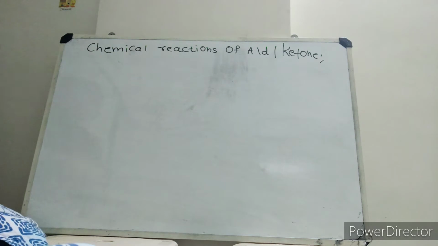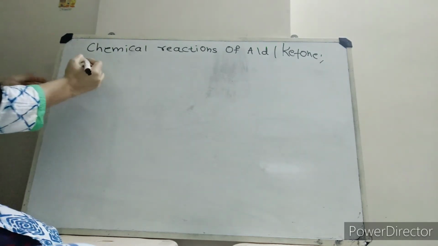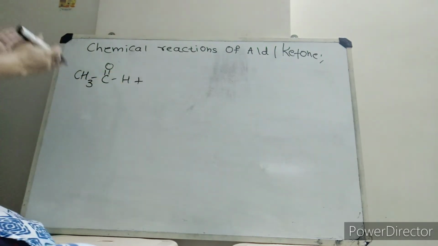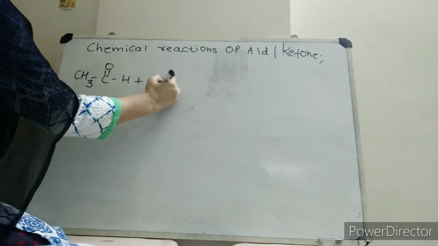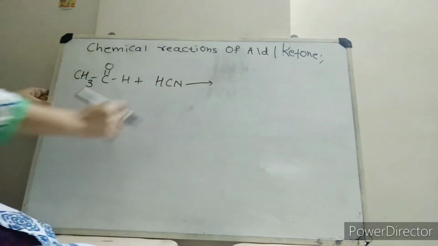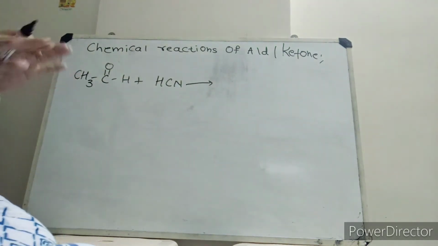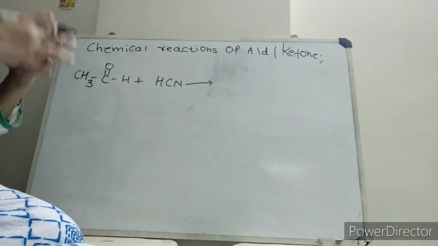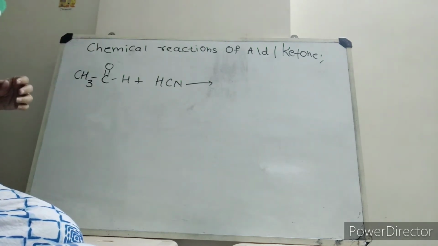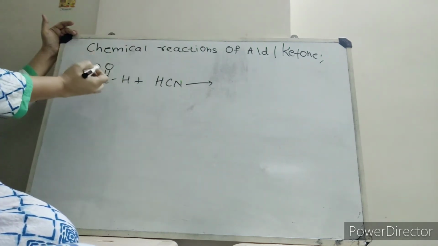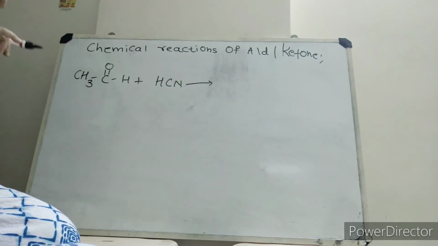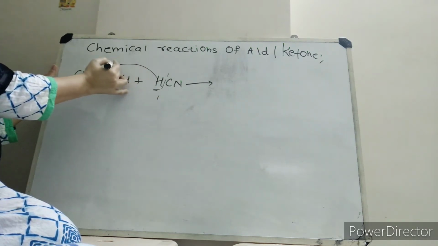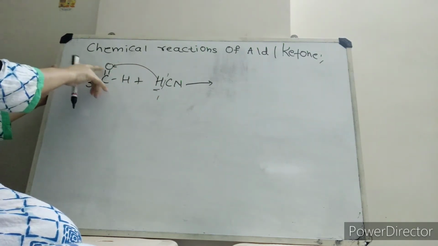Suppose first example, if we take CH3COH, when aldehyde reacts with HCN, then how does the addition take place? It is just the addition reaction, no byproduct, because no substitution reaction. It is just added with each other. In this addition reaction, the double bond is removed to form a single bond, and this hydrogen is combined with this oxygen.